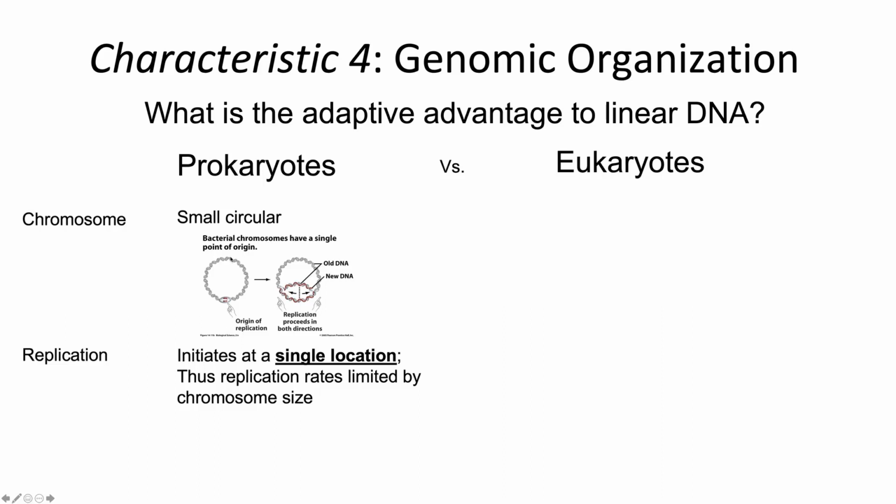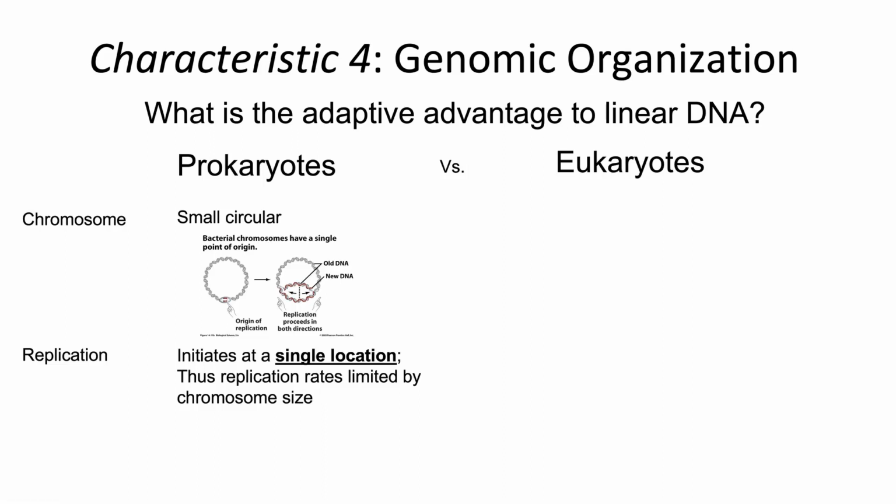Now, one problem with this is bacterial chromosomes, because they're circular, a big part of that is that they only have what's called one origin of replication. So what that means is there's only one spot within that entire chromosome where it can begin to make a copy of itself. And so if you're going to replicate a copy of this chromosome, you need to replicate at that origin, and you can only replicate from that one spot. And so because it initiates replication at a single location, replication rates are limited by chromosome size.